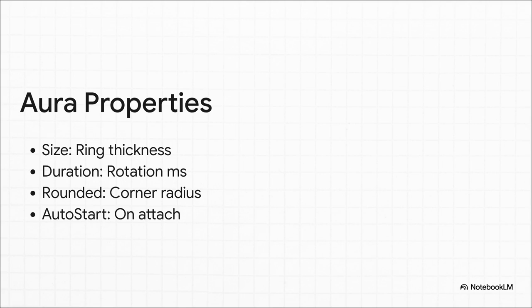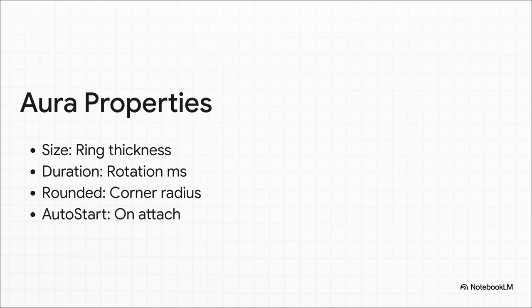Beyond just the colors, you've got incredibly granular control over the behavior and geometry of the effect. You can easily control the visual weight by adjusting the size property. That dictates the ring thickness, anywhere from a subtle, extra small hairline all the way up to a chunky, extra large border. You can also tweak the duration property to change the rotation speed in milliseconds. So, make it a frantic spin for a loading state, or maybe a slow, luxurious crawl for a premium feature.